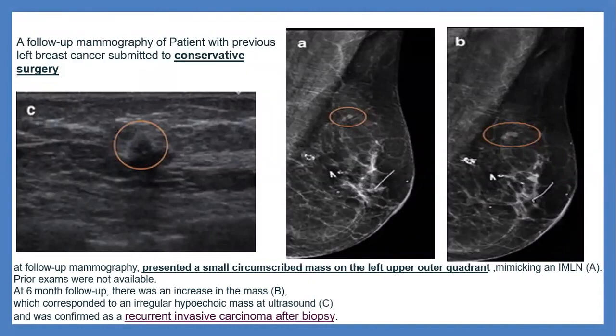Follow-up mammography presenting a small circumscribed mass in the left upper outer breast, mimicking an intramammary lymph node. Prior exams were not available. This six-month follow-up demonstrates increase in size, corresponding to an irregular hypoechoic mass on ultrasound, and biopsy revealed recurrent invasive carcinoma.